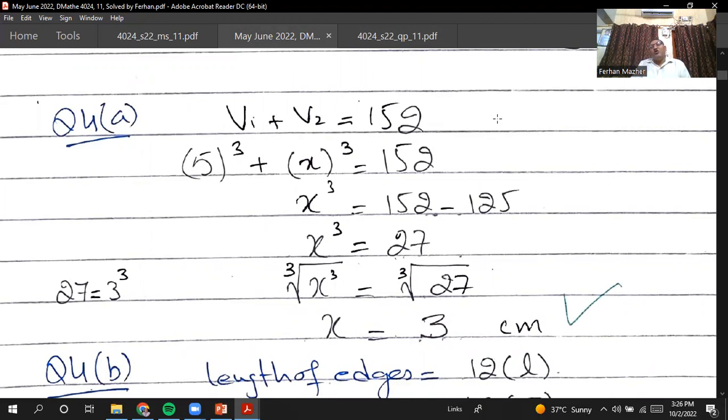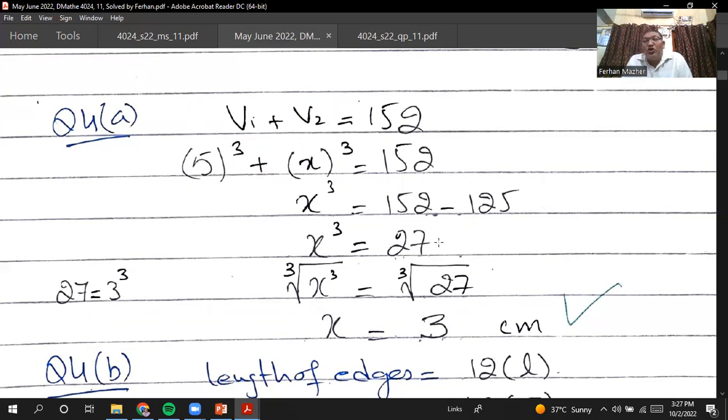You know the volume of the cube is L cubed. So it will be 5 cubed plus x cubed, where the side of the other cube is supposed to be x. So V1 plus V2 will be 152. So 5 cubed plus x cubed equals 152. So x cubed will be equal to 152 minus 125. So x cubed will be equal to 27.